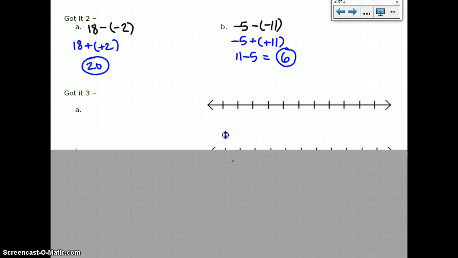Got It 3 asks you to find the distance between each pair of integers. Our integers are negative 30 and negative 22. Remember that keyword difference means to subtract. Negative 30 minus a negative 22. And since we want the distance, which is going to be a positive number, we learned on Monday that those positive numbers can be found through the absolute value.